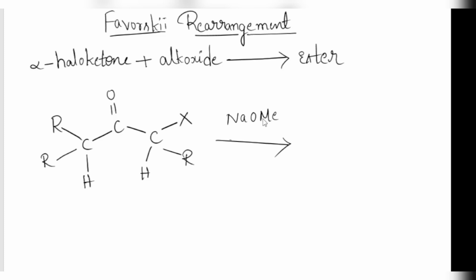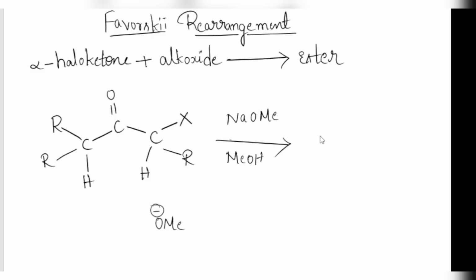Sodium methoxide in methanol, correct? This OMe has a negative charge and has to abstract an acidic proton. The more acidic proton is present over here, but if it abstracts this particular proton, the negative charge will be delocalized over here and there is no use. It is a reversible reaction, but what we want is an irreversible reaction. That's why the methoxy group has to abstract this particular proton.